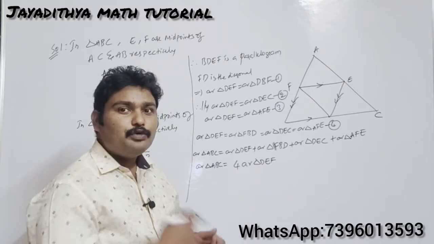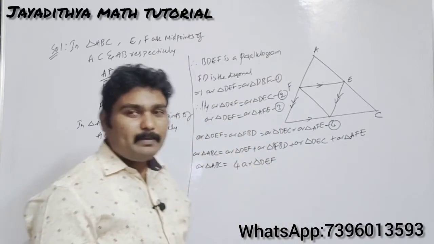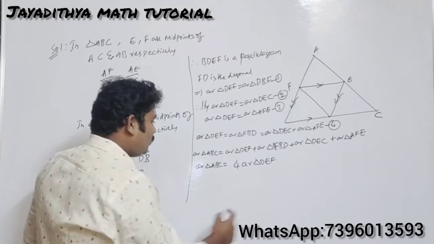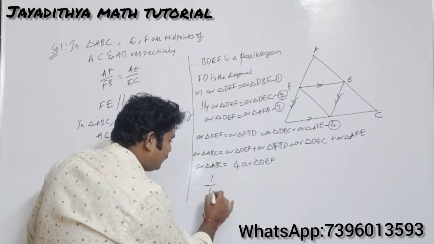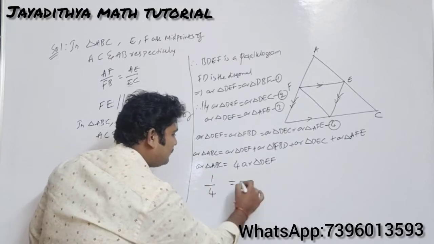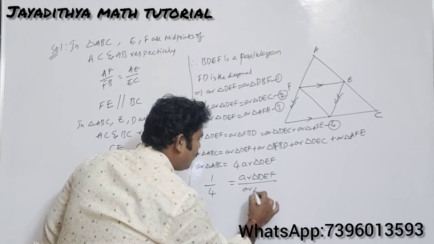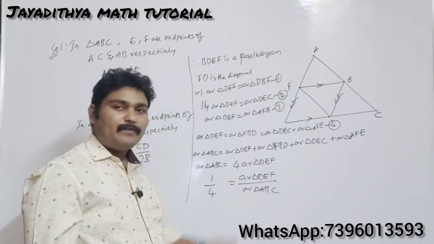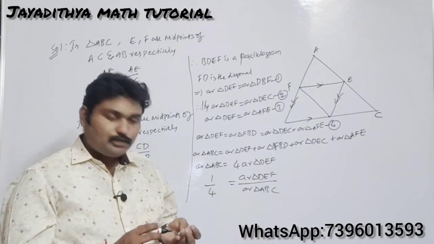Now what is our question? You need to find the ratio of area of triangle DEF to ABC. That means the first triangle must be DEF and the next one will be ABC. So for that reason what I am doing here, I am bringing this 4 to this side, this will be 1 by 4, and I am bringing area of triangle ABC to RHS, that will be area of triangle DEF by area of triangle ABC. What is the ratio now? So the ratio of areas of triangle DEF to area of triangle ABC is nothing but 1:4.